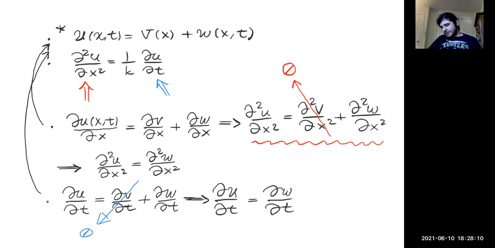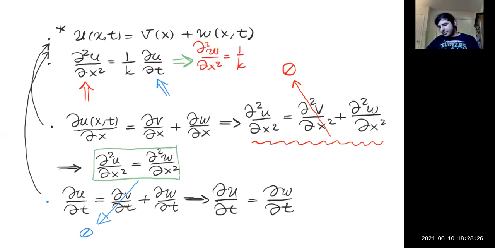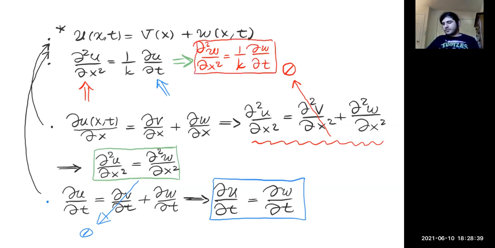If we plug these things into this equation we have here, if we plug in this part, we see the second derivative of u with respect to x is equal to the second derivative of w with respect to x, which equals a constant times the derivative of u with respect to t. Well, from here we also know it's equal to the derivative of w with respect to t. So we get the same equation for w. So the first part is that now we know the second derivative of w with respect to x is equal to 1 over k times the derivative of w with respect to t. That's what we knew from before too.